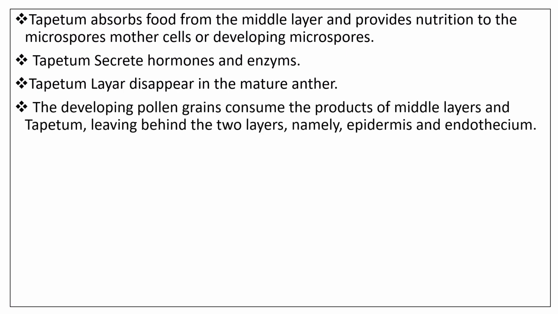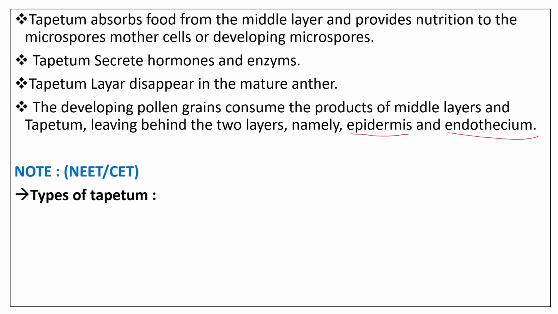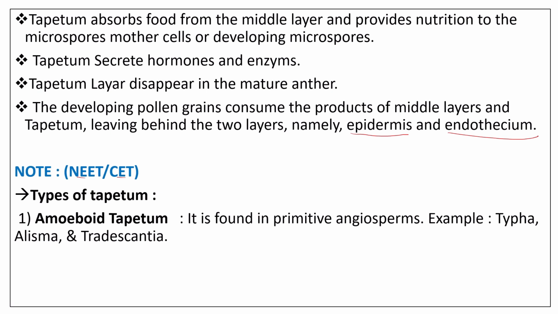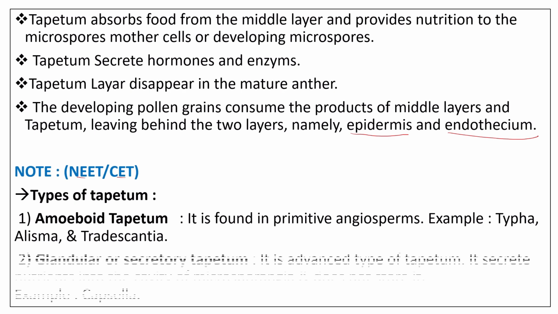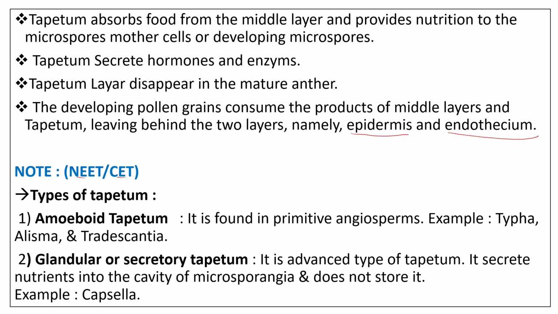The developing pollen grains consume the products of middle layers and tapetum, leaving behind the two layers, namely, epidermis and endothecium. Note: for NEET and CET. Types of tapetum. 1. Amoeboid tapetum. It is found in primitive angiosperms. Example: Typha, Alisma, and Tradescantia.